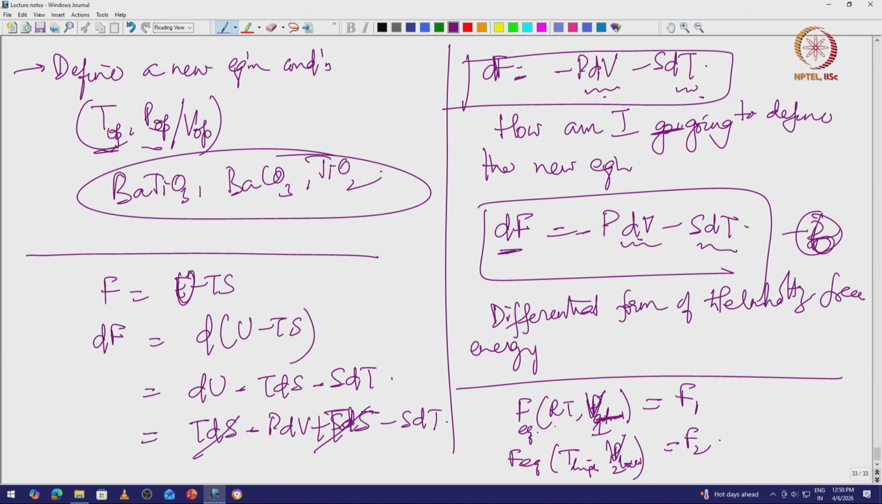If you see, I am taking my Helmholtz free energy. By changing the constraints from temperature, so if at this temperature, I instantly go to this temperature, let us say. So, I instantly go to temperature high and volume V2, and I am asking the question.